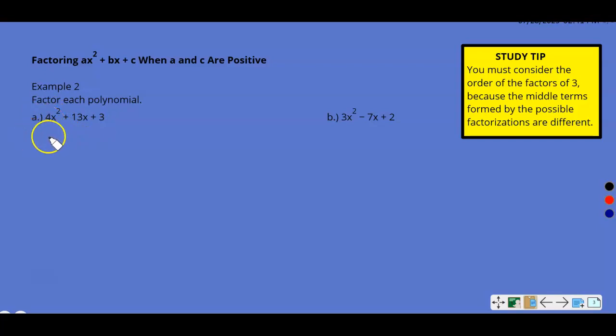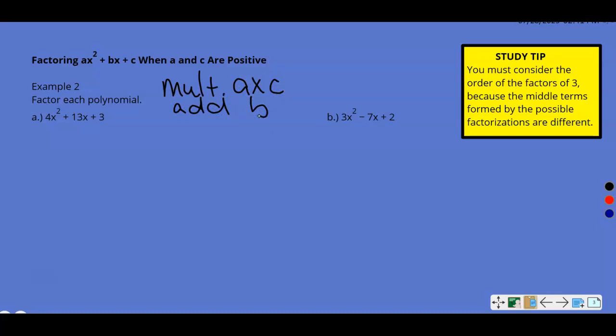So you can't just say x times x is x squared. We're going to have to do this a little bit differently, but it's not very difficult. So here's how we do factoring when it's in this form, ax squared plus bx plus c. We're going to multiply a times c, and then we're going to add to get b.